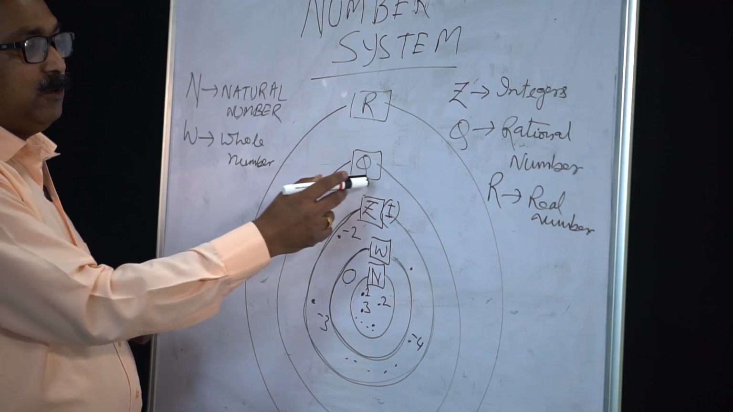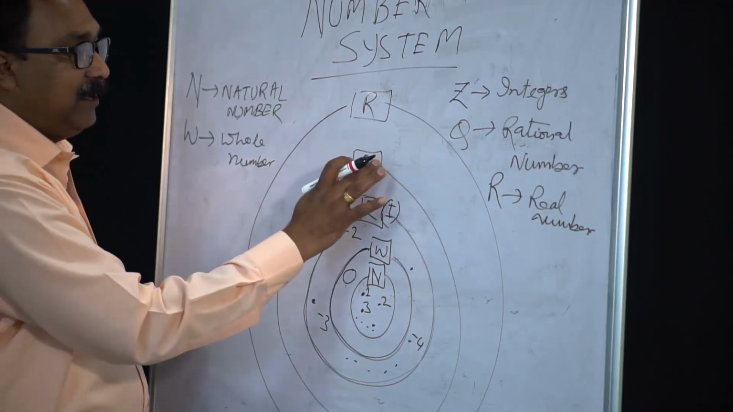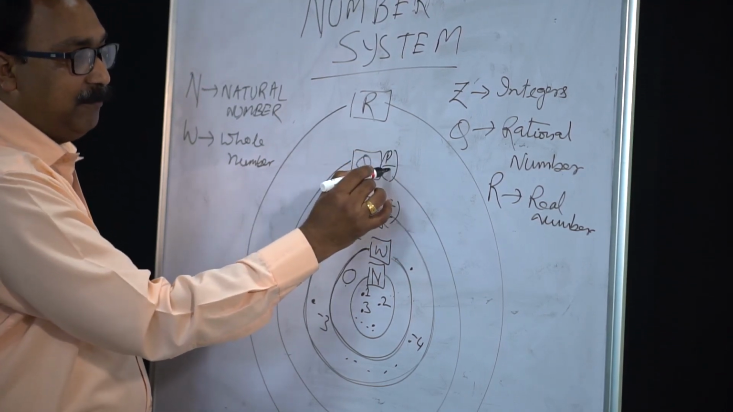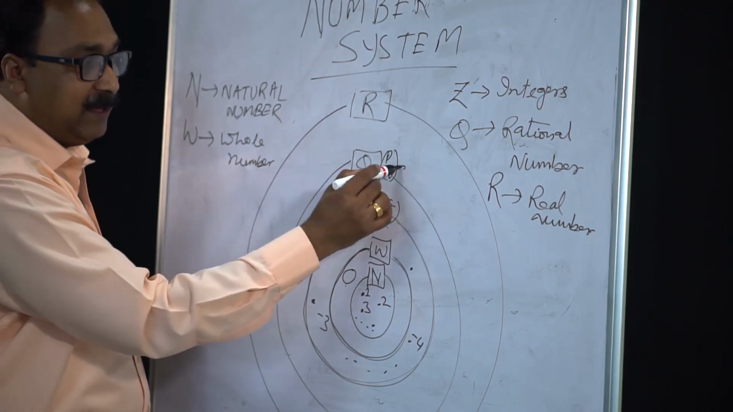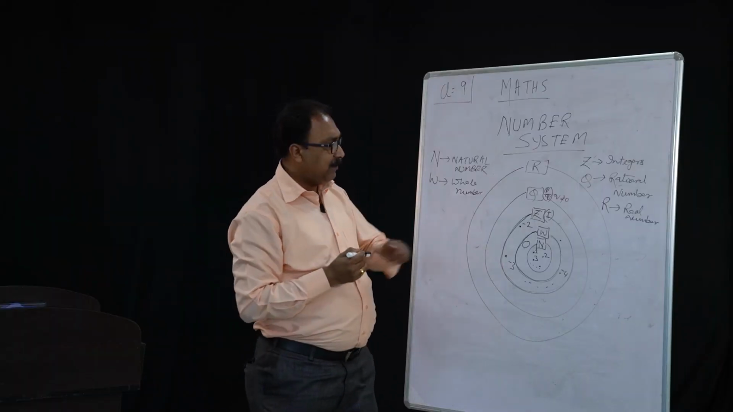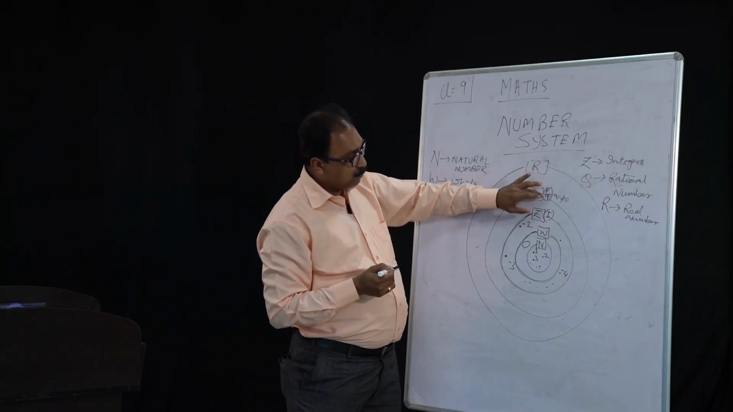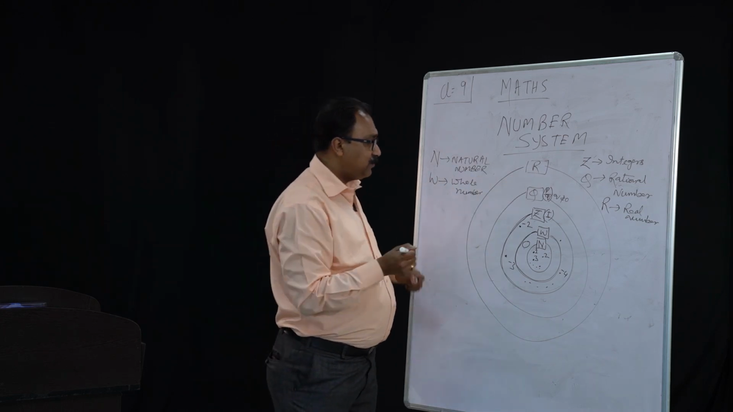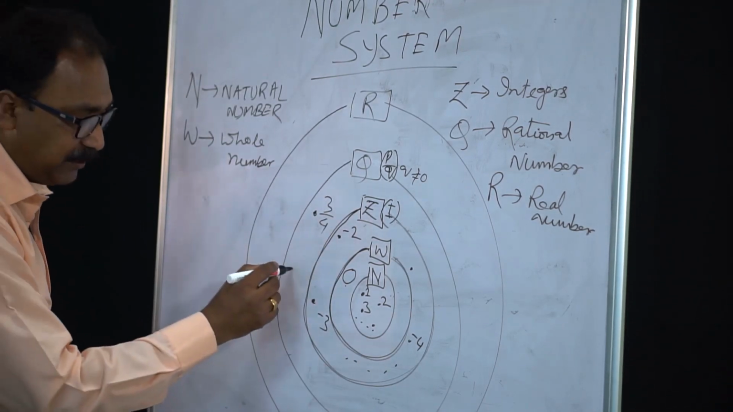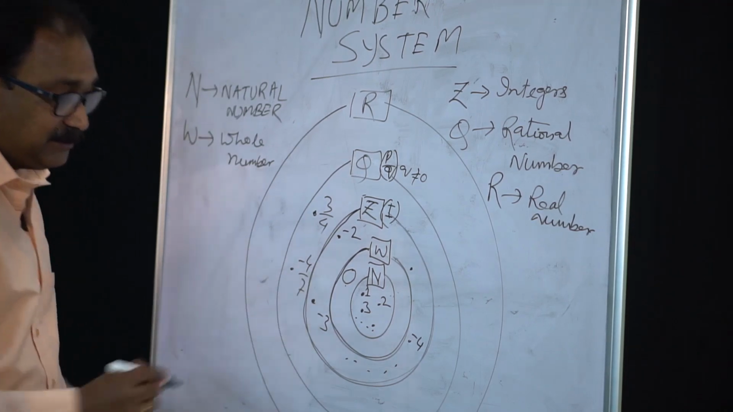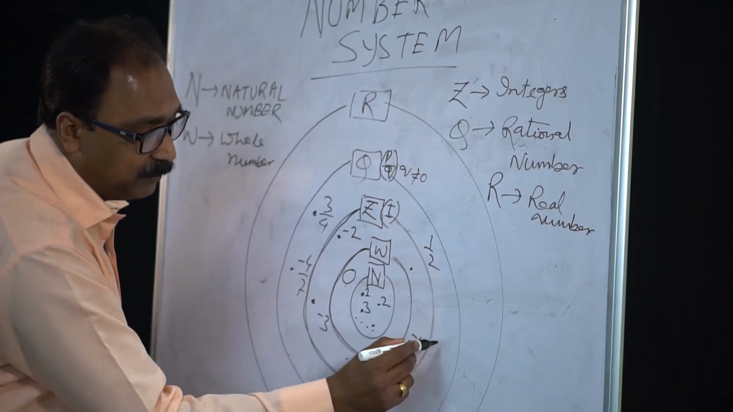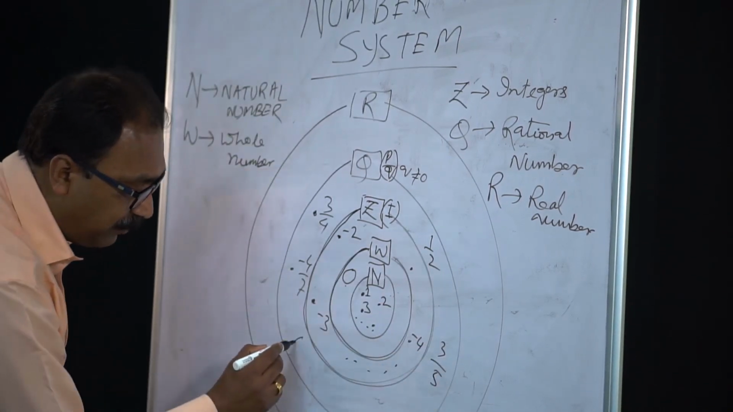Now Q. Q is called rational numbers, and a rational number we can express in the form p by q, where q should not be 0. The denominator should not be 0. You can write any numbers, but q should not be 0. As an example, I am writing here 3 by 4. You can write minus 4 by 7. This is a negative rational number. Here you write 1 by 2, 3 by 5.